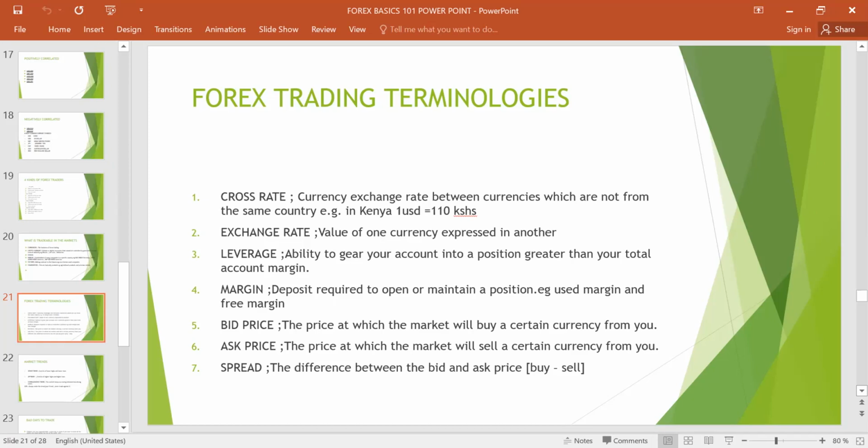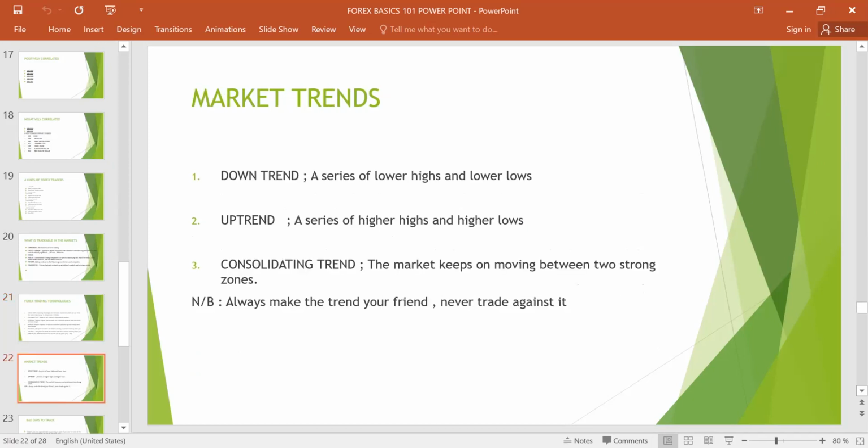Margin is the deposit required to open or maintain a position. There's used margin and the free margin, which you'll notice when you download the MT4 when you're taking your trades. The bid price is the price at which the market will buy a certain currency from you. The ask price is the price at which the market will sell a certain currency to you. The spread is the difference between the bid and ask price. So in short, it's the buy price minus sell price. That's simple.